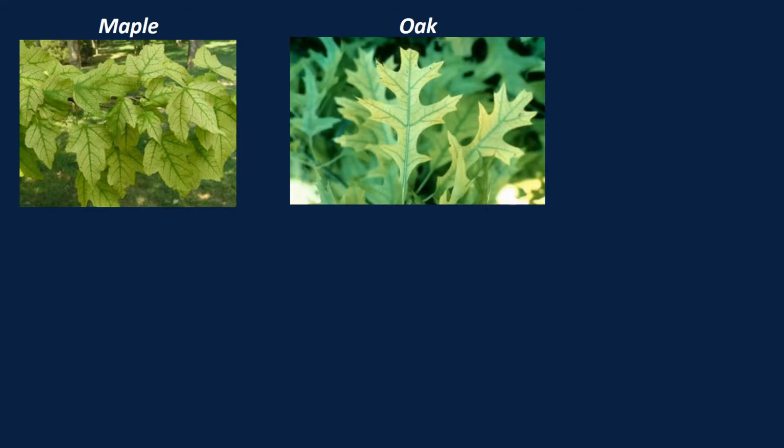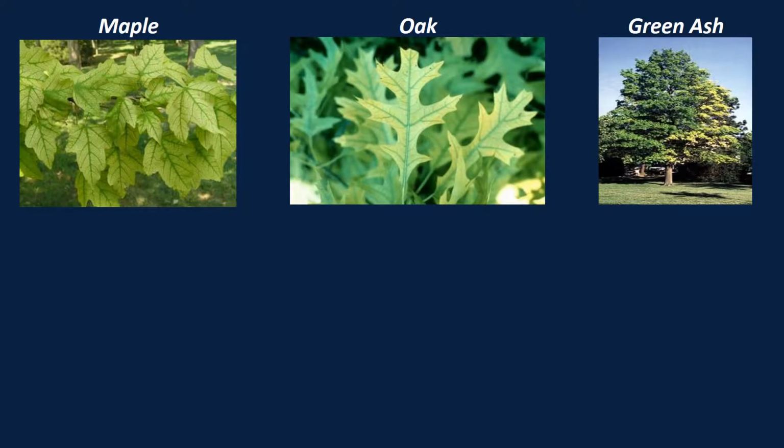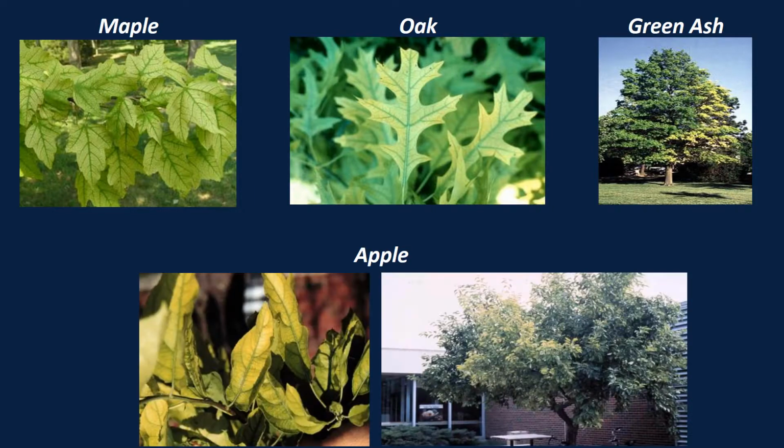Oak trees, green ash, and sometimes it only affects part of the plant because certain parts of the root system take up the iron and take it to the plant, so the pH of certain areas around our tree can also cause this. Apple trees as well. You can see that yellowing between the veins, but the veins are still a dark green.